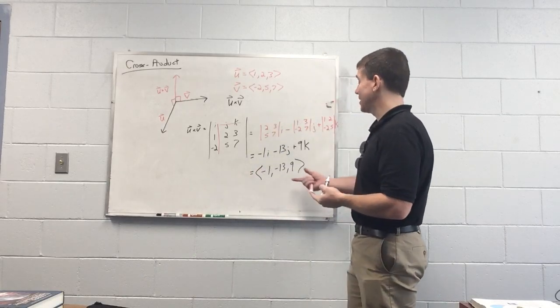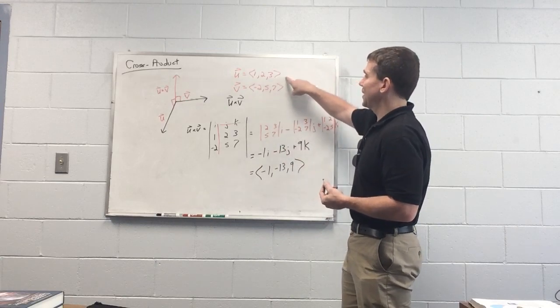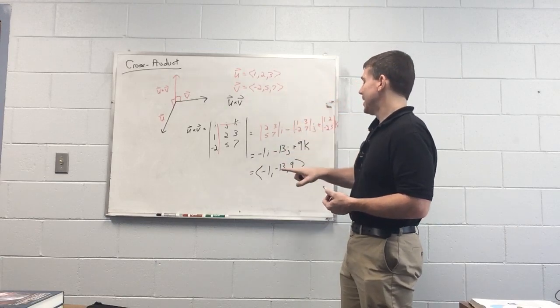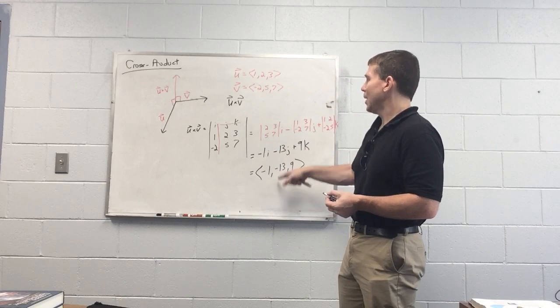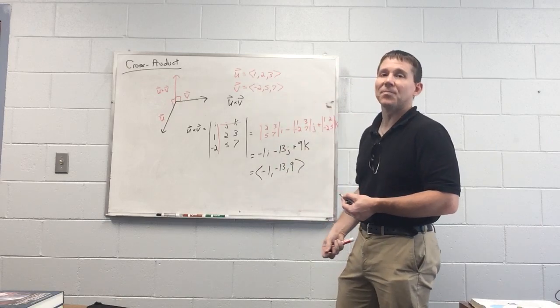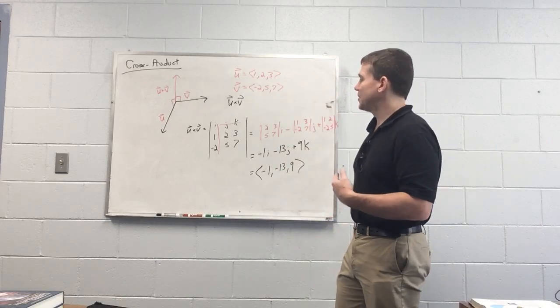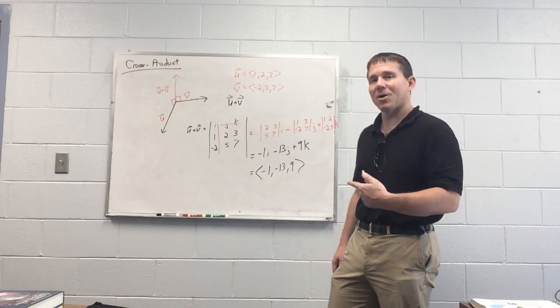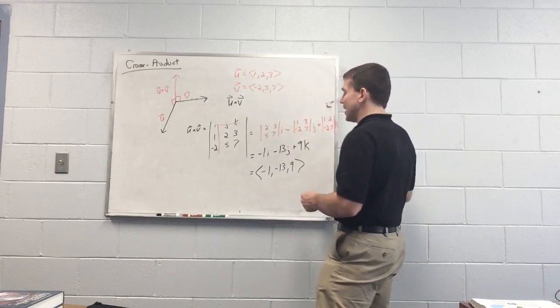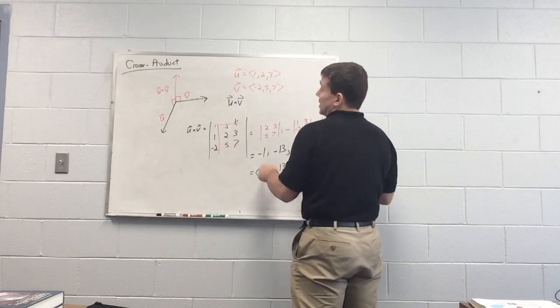And again, I'm not going to graph this, but the idea is, if I graphed vector u and I graphed vector v, this vector, u cross v, would be perpendicular to both of those. A lot of times we end up calculating the magnitude of the cross product, but in this case, as long as I do this, I'll just use this vector right here.